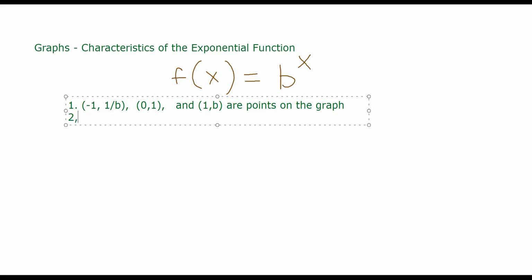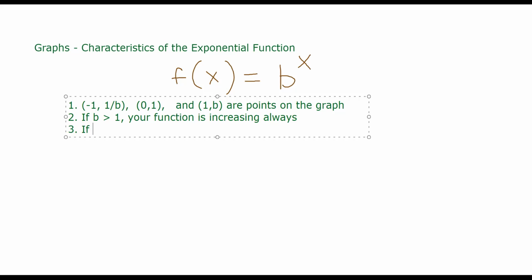Number 2, remember, our base just has to be positive and it can't be equal to 1. So there's actually going to be 2 possibilities. If the base b is greater than 1, if it's 1.5, 2, 3, 4, 17, 70 million, your function is increasing always. Meaning as I go from left to right, the function is always rising. It's always going up.